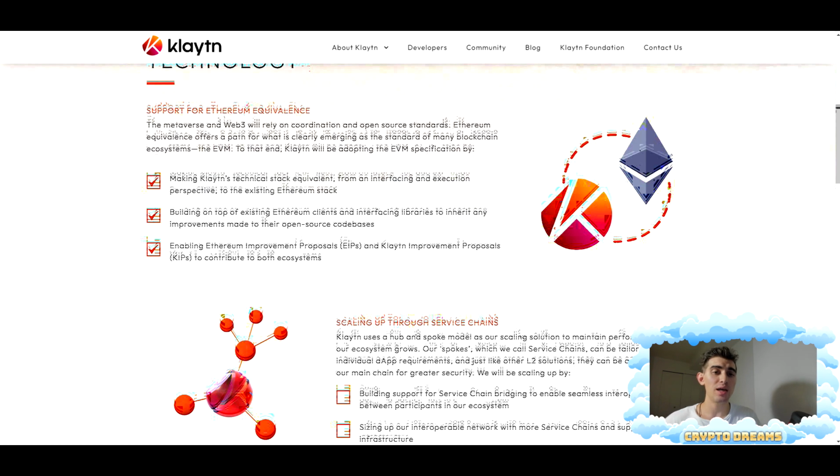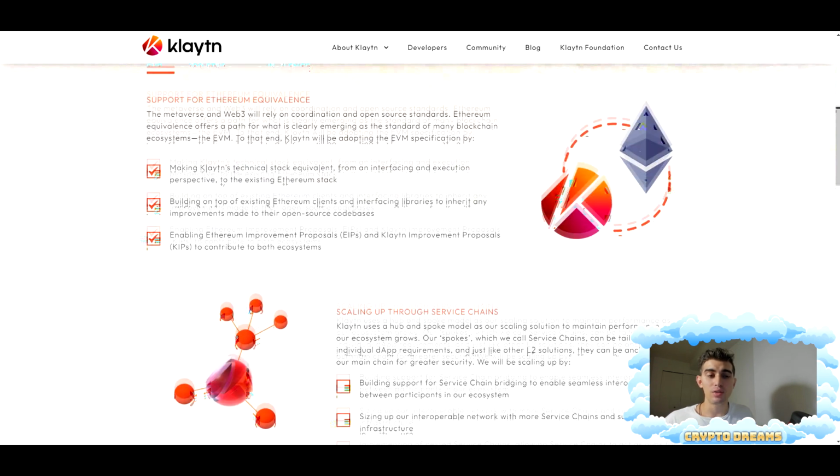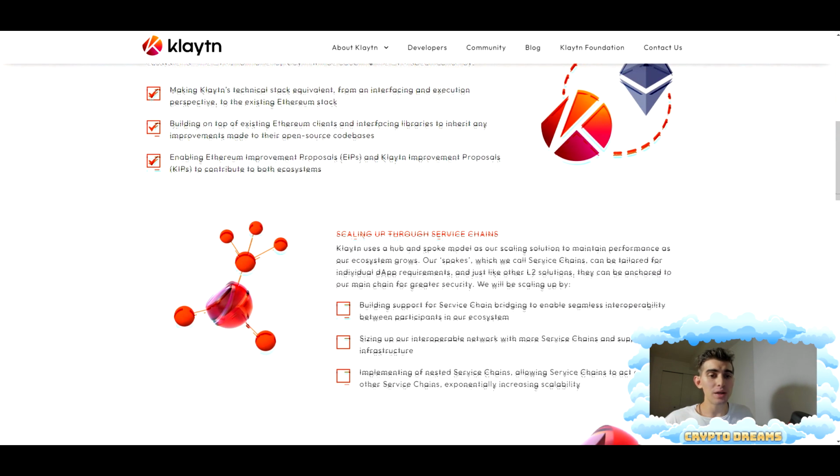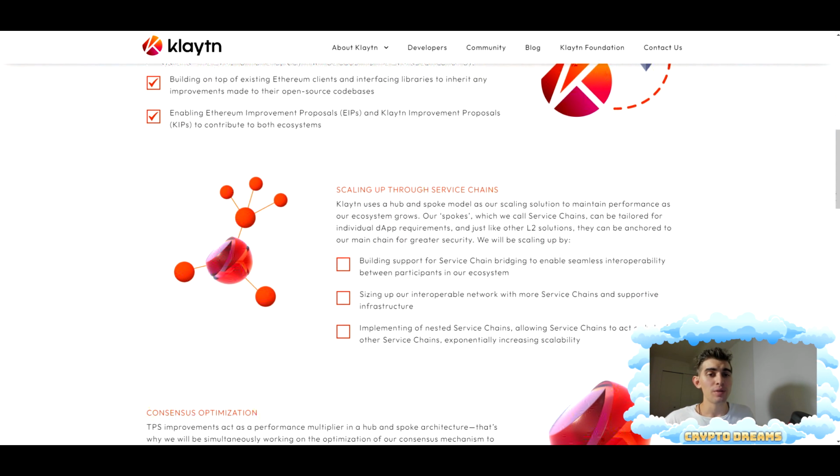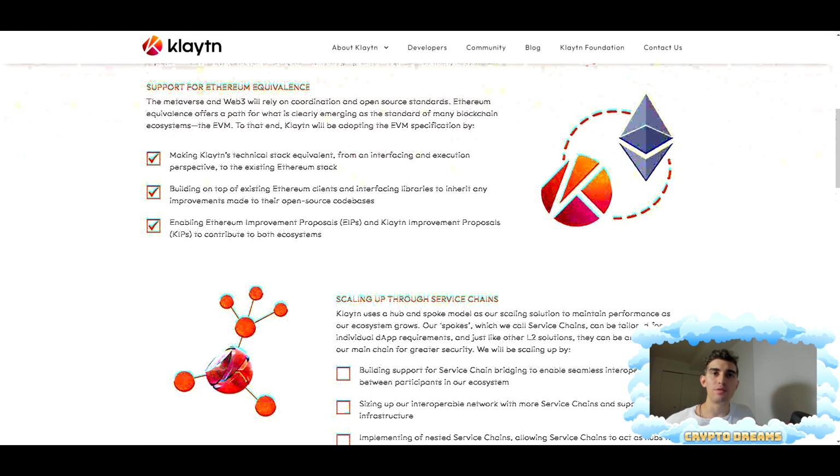from an interfacing and execution perspective to the existing Ethereum stack, building on top of existing Ethereum clients and interfacing libraries to inherit any improvements made to their open source code bases, and also enabling Ethereum improvement proposals, EIPs for short, and Klaytn improvement proposals to contribute to both ecosystems. Very ambitious project here, obviously deeply integrated with the Ethereum blockchain, scaling up through service chain. And as you can see, by the way, this is something that they've already done.